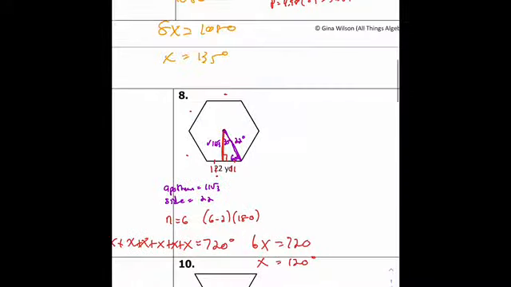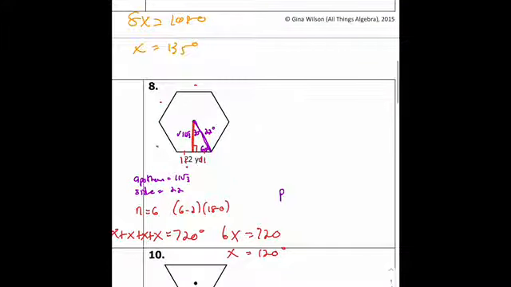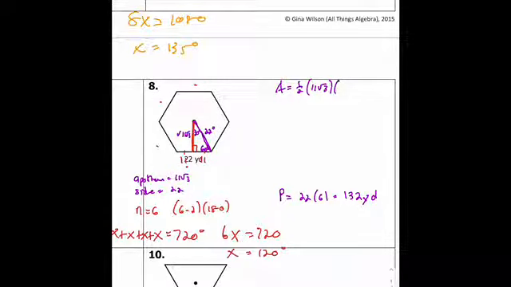We can solve this. So our perimeter, if each side is 22, and there's 6 sides, that means there is 132 distance around, and it's in what, yards? 132 yards. So our area is going to be 1/2 times the apothem times the perimeter. There we go. And that's going to give you approximately this.